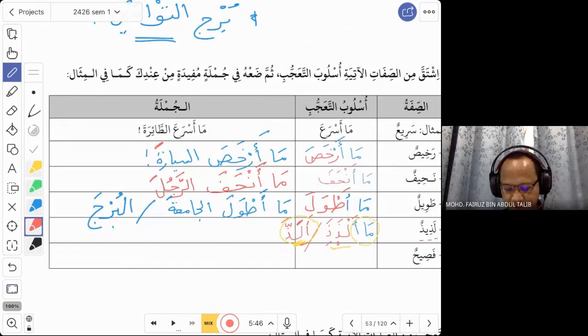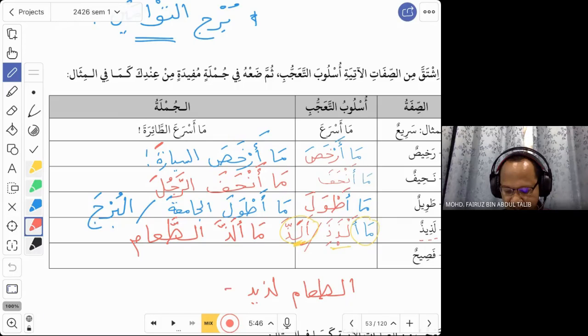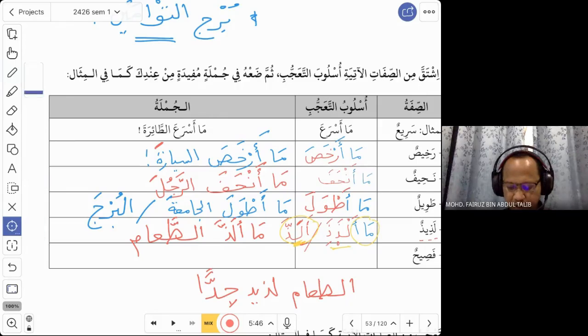Okay, what does so laziz? Ma alaza at-ta'am. Na'am, sahih. Masya Allah. So you want to praise the food. So you say Masya Allah. Ma alaza at-ta'am. Okay, so this is the uslub al-ta'ajjub. Or you can also say Masya Allah at-ta'am laziz jiddan. This is using the normal adjective, laziz jiddan. So the meaning is more or less similar. Okay, but the difference is that here we use uslub al-ta'ajjub. That's all. So you can use either way.